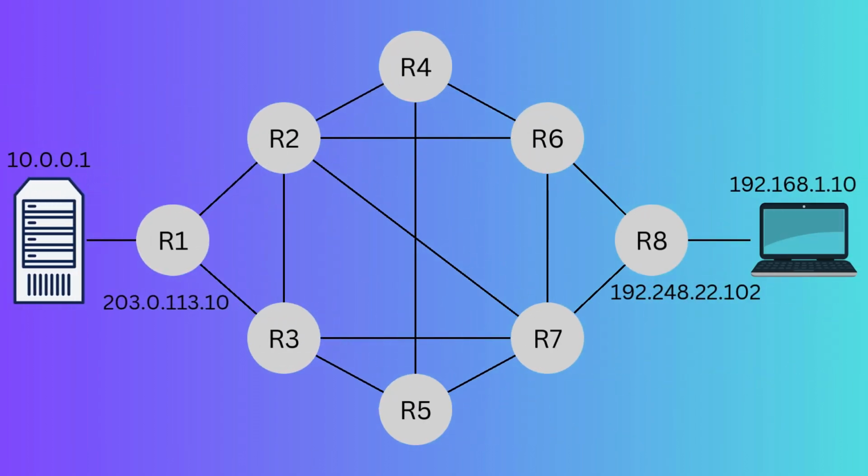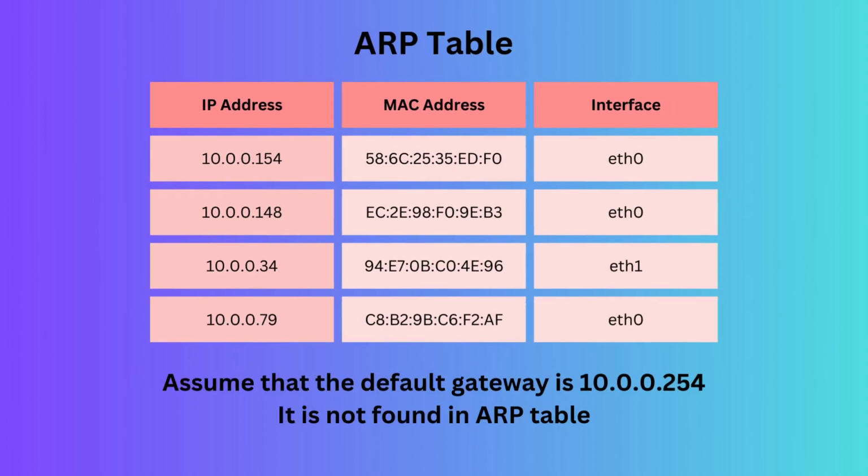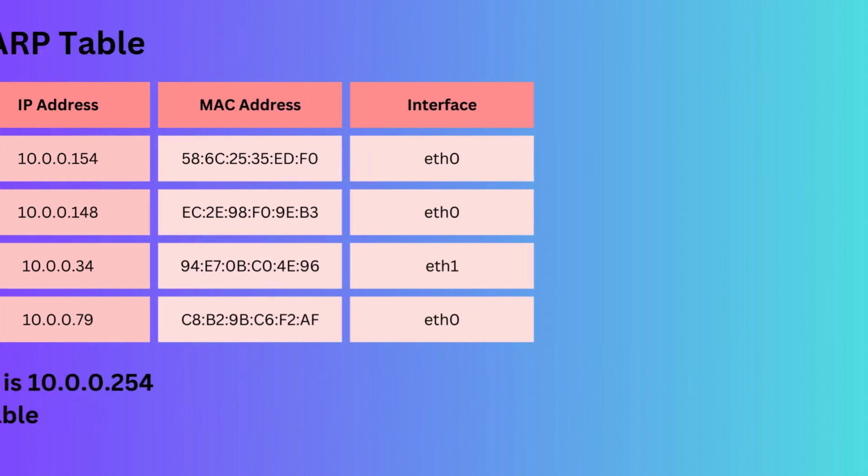Since the client is on a different network, the server sends the data to its default gateway, router R1, to route the packet to the client. Since the server needs to send the packet to router R1, it first checks its ARP table for the MAC address associated with R1's IP address. The server doesn't find an entry for R1's IP address, so it broadcasts an ARP request.